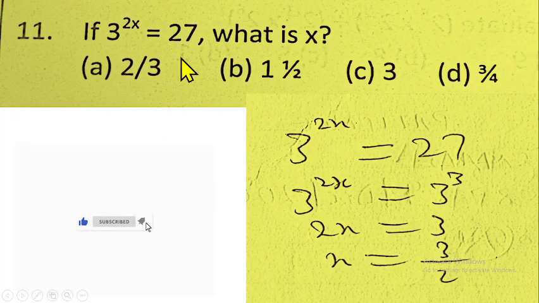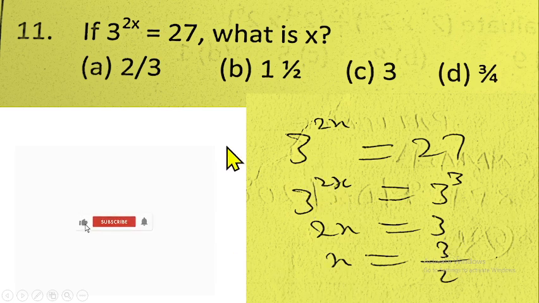Also, question number 11 is on indices, an indicial equation. So if 3 raised to power 2x is equal to 27, what is the value of x? So you can change this 27 also to an index form. That will give us 3 raised to power 3. So the two sides have the same base, which is 3. So the 3 can cancel 3. So we have 2x equals 3. Then x will be equal to 3 over 2.